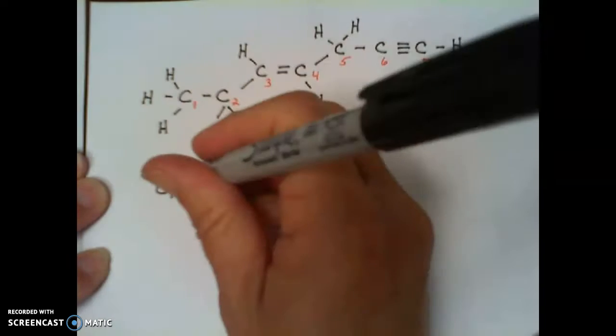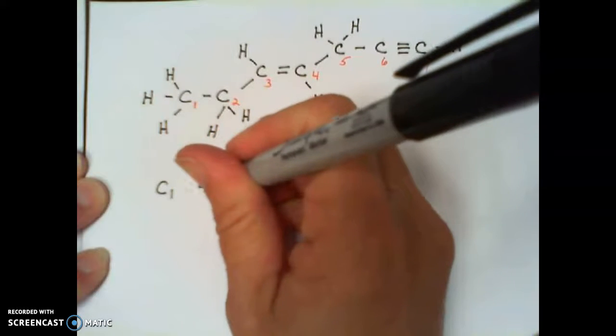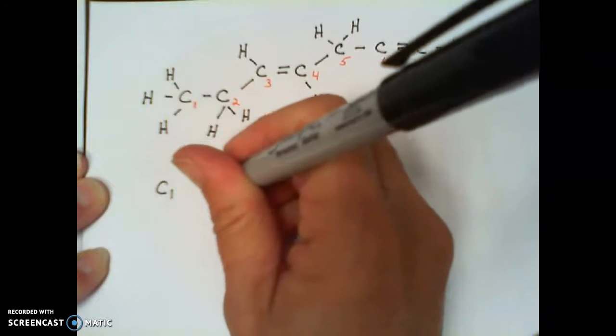So here we're going to identify the hybridization state of each of the carbons. So let's begin with carbon 1. Carbon 1 is attached to 3 hydrogens and another carbon. So it has 4 bonds. Each of those is a sigma bond. So we have 4 bonds, 4 sigma bonds.